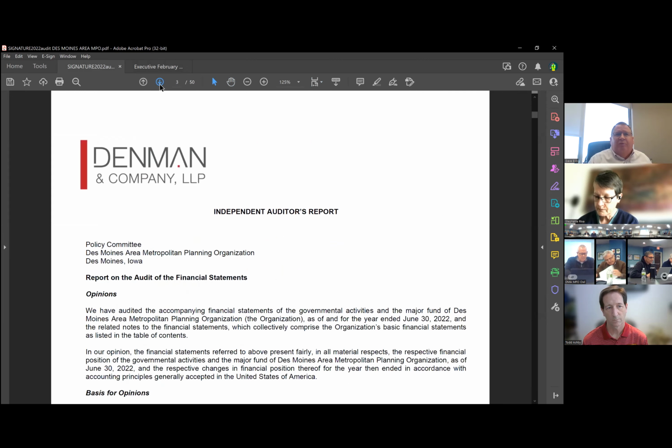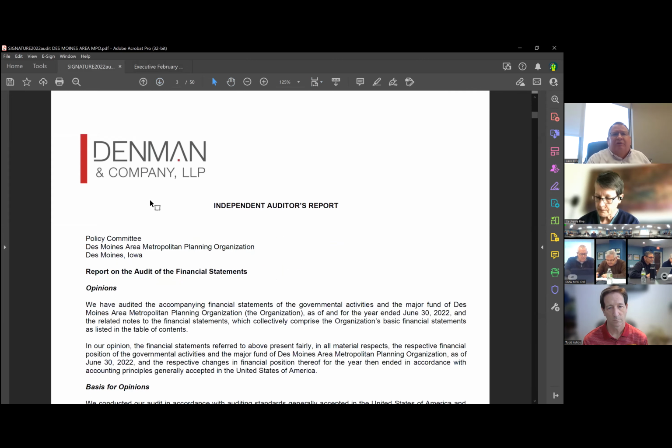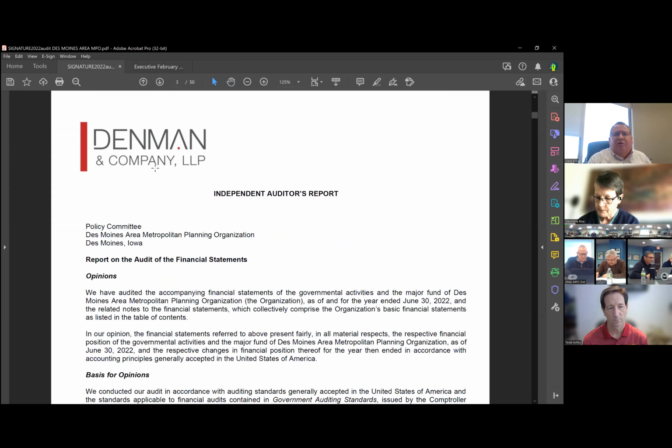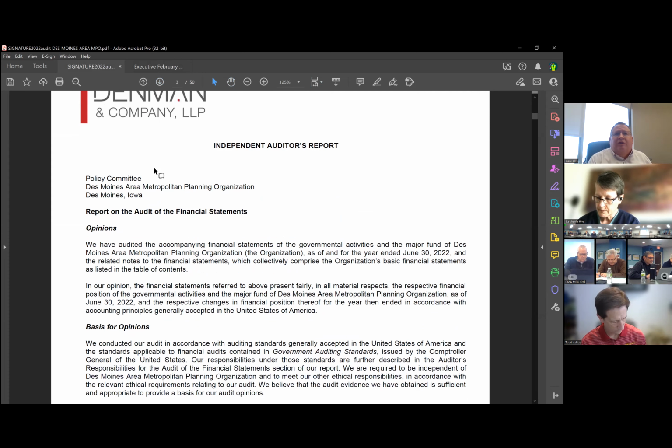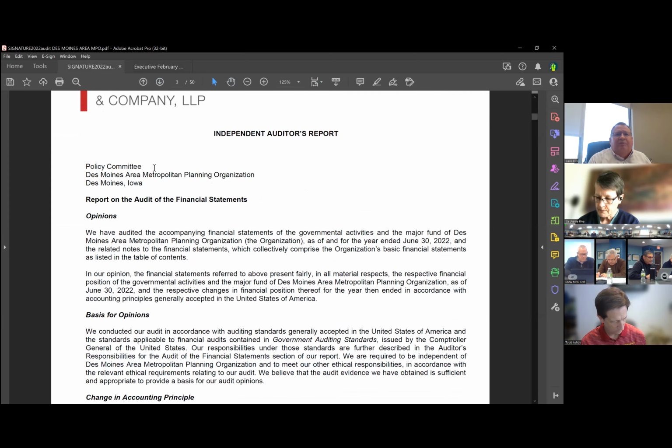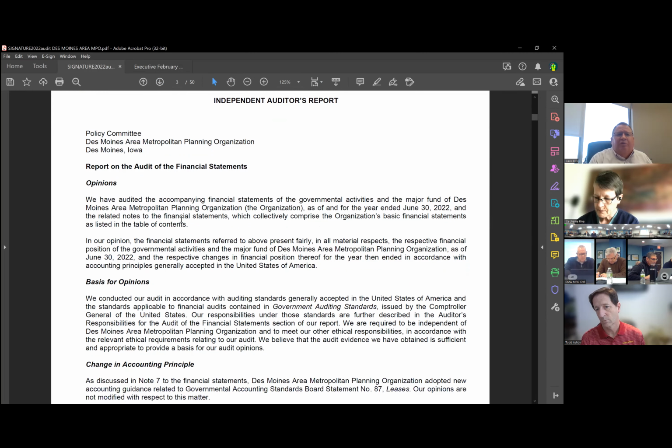This has changed a little bit from prior years, but right up front are our opinions. In our opinion, the financial statements are fairly presented in all material respects in accordance with generally accepted accounting principles. We conducted our audit in accordance with generally accepted auditing standards and government auditing standards issued by the Comptroller General of the United States. The third item there is a change in accounting principle.